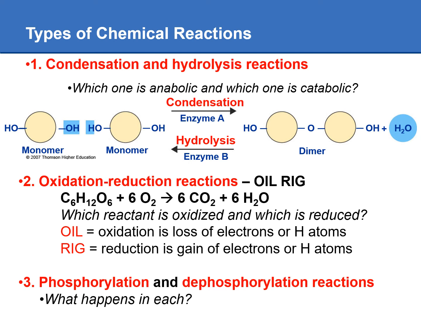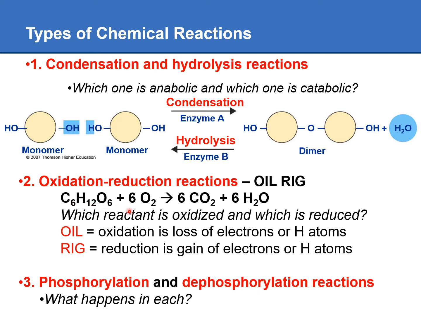Okay, we also have oxidation reduction reactions, and the way you remember this is OIL RIG. Okay, so OIL stands for oxidation is loss of electrons or hydrogen atoms, and RIG stands for reduction is gain of electrons or hydrogen atoms. So when you're trying to figure this out, it'll always ask which reactant is oxidized and which reactant is reduced. So remember, the reactants are what you start with.